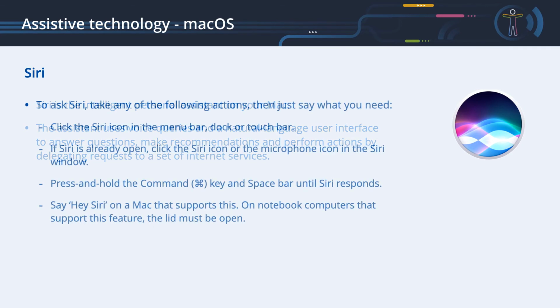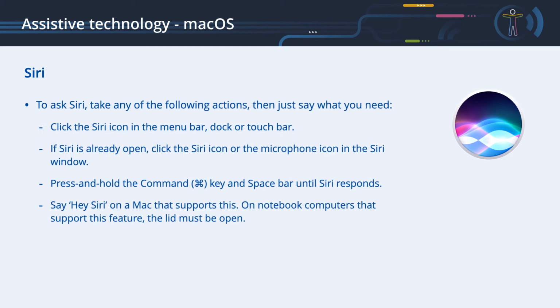To ask Siri, take any of the following actions, then just say what you need. Click the Siri icon in the menu bar, dock, or touch bar. If Siri is already open, click the Siri icon or the microphone icon in the Siri window. Press and hold the Command key and spacebar until Siri responds. Say, "Hey Siri," on a Mac that supports this. On notebook computers that support this feature, the lid must be open.